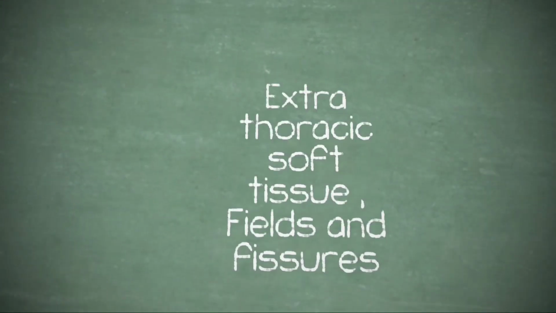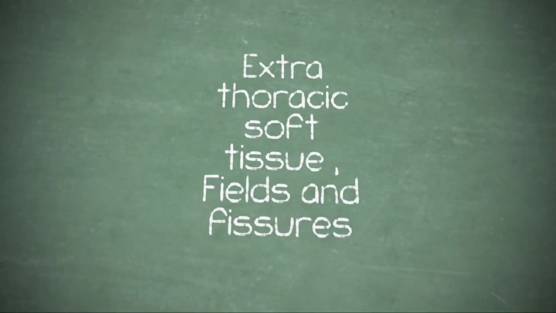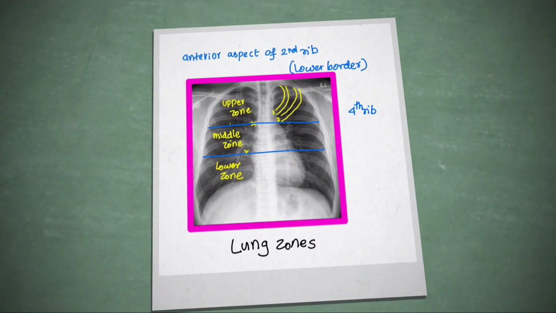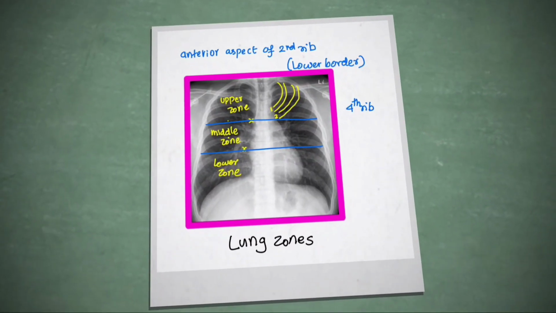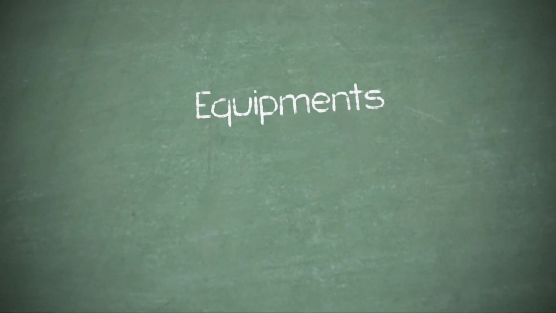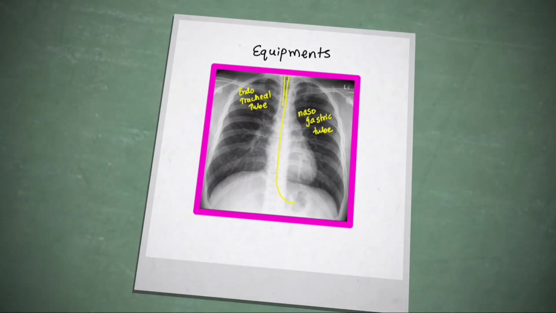And finally, that is E, extrathoracic soft tissue, field and fissure, that is mainly lungs. We divided the lungs into 3 zones. We talked about the things to look for, opacity changes, infiltration, etc. And finally, we finished with various equipment that we can see in an X-ray film.